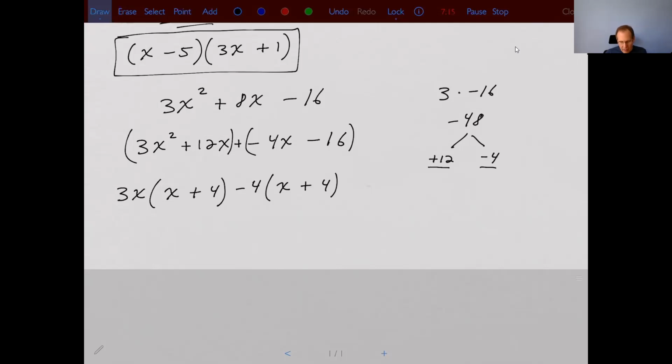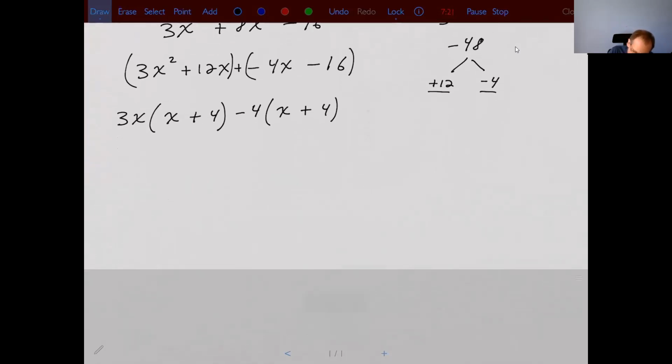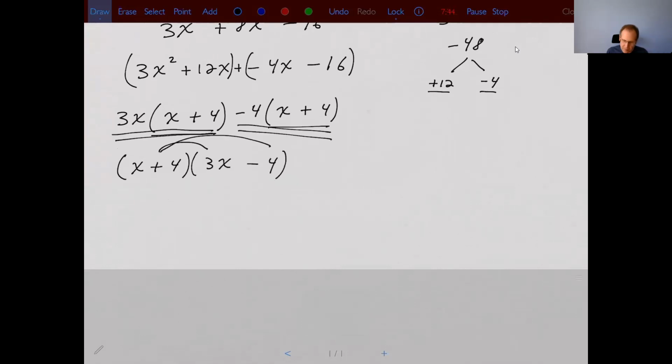Great. Again, this is good because now look at that, x plus 4 is common to both terms. So I can factor it out front and pull it out of both terms. Now what am I left with? I'm left with a 3x, because this times 3x gives me that first term. And then I'm left with a negative 4, because that times negative 4 gives me the second term. Okay, so that would be the factorization.